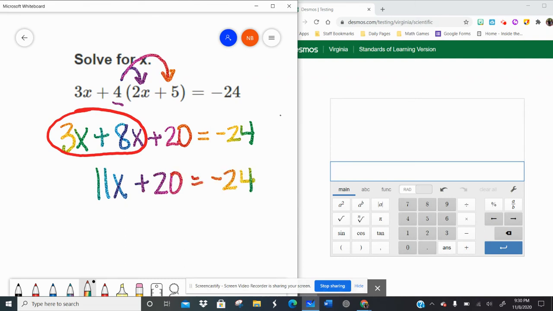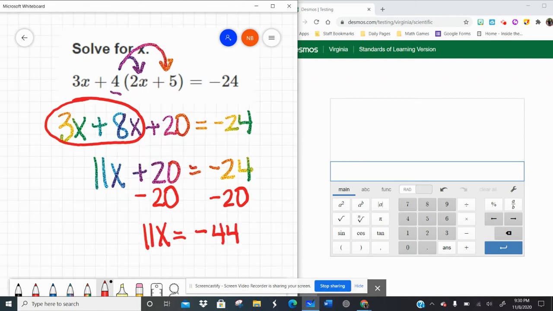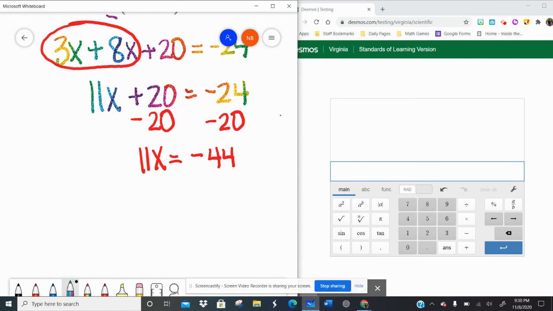And just like that, I now have a two-step equation, which we've been practicing. So I move the constant. That says plus 20, so I'm going to subtract 20 from both sides. So now 11x equals negative 44. And I'm sure you kind of see the answer now, but I'm going to divide each side by that coefficient. And negative 44 divided by 11 is negative 4.